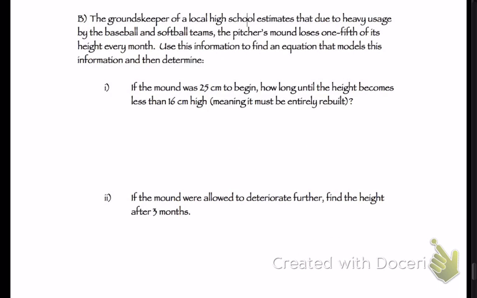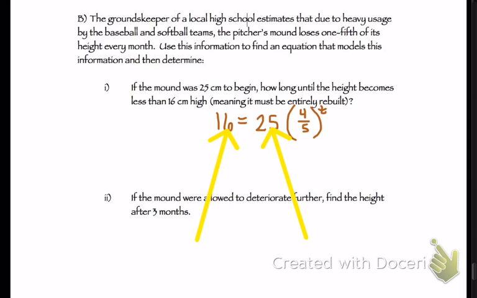Okay, next one. So now here is the scenario. You're going to have to write the equation on your own. So take a second, read that to yourselves. I'm going to go a little bit quicker in this one. So, okay, I've read it. I understand the mound loses 1/5 of its height every month. Be careful, it's in months now. So it looks like I would set up my formula like that, right? If the mound was 25 centimeters to begin, so that is your V sub 0. How long until it becomes less than 16 centimeters high? So there is 16. 4/5 is the value that you have remaining.